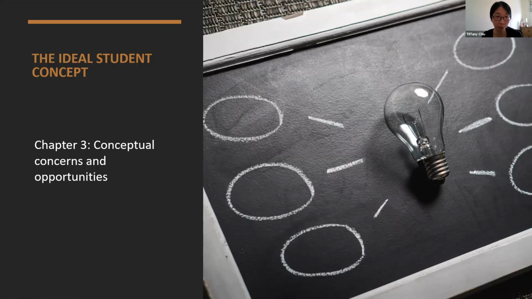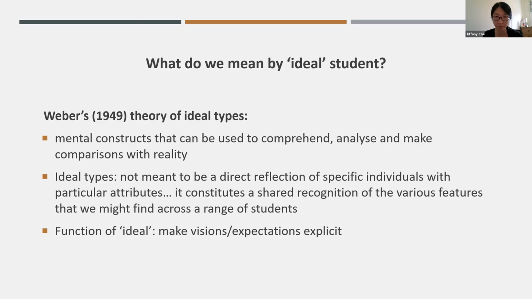So in Chapter 3, we explored how the concept of the ideal student is understood and recognized by university staff and students, including its conceptual challenges as well as possibilities. So what do we mean by ideal? So by ideal students, we do not mean being perfect or the best.